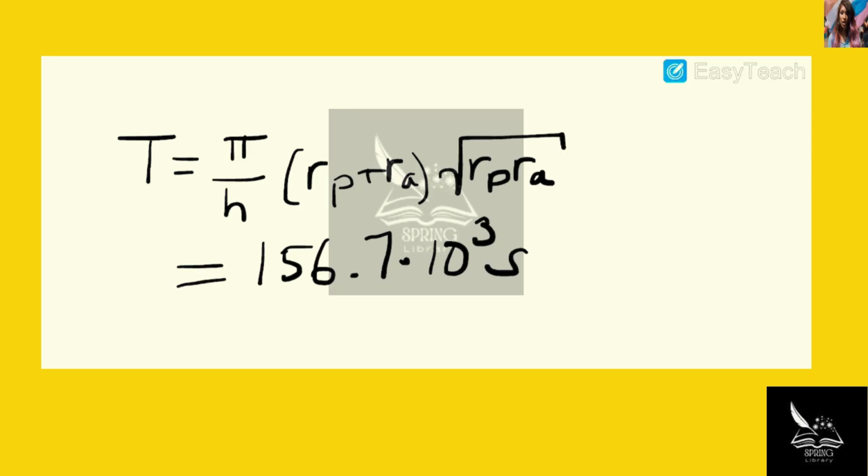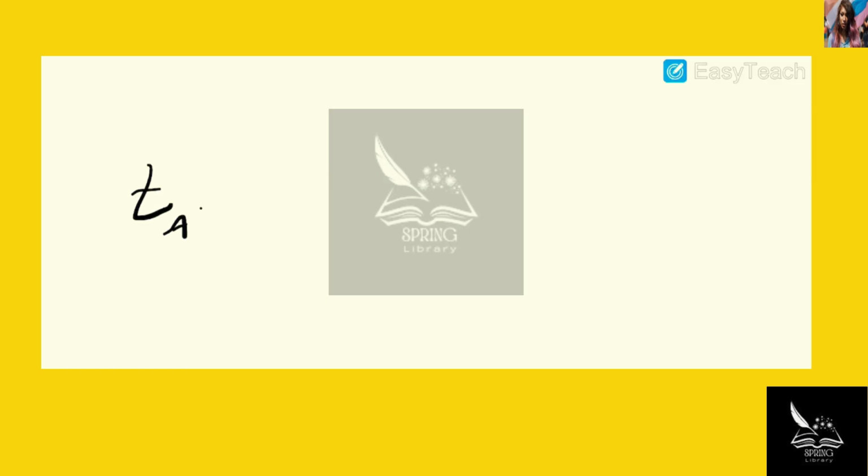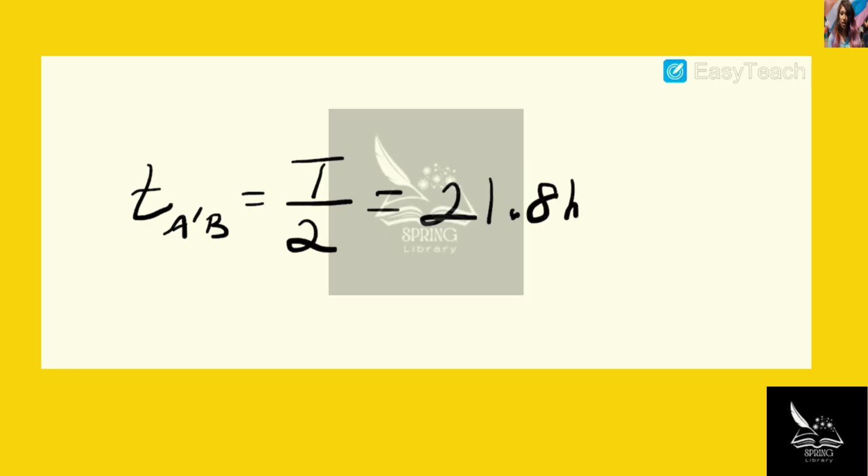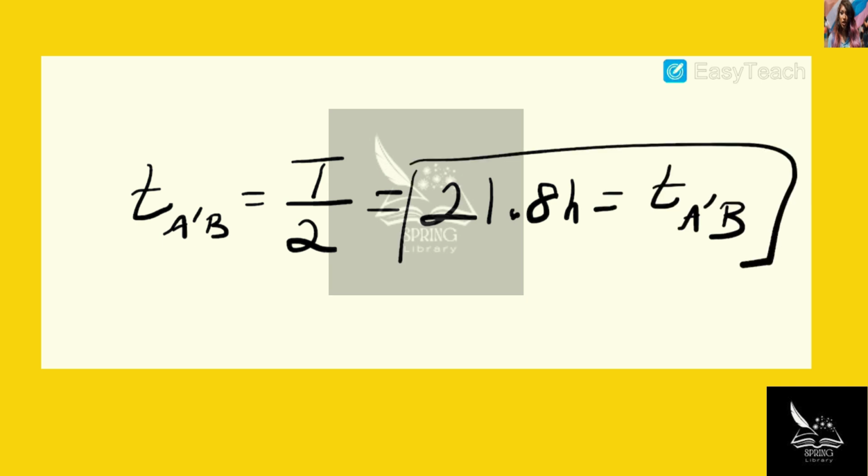Now the time required to travel from A prime to B is simply going to be half this value. So T A prime to B will be equal to period over 2, which is equal to 21.8 hours. And that is our transit time, and that's our final answer.